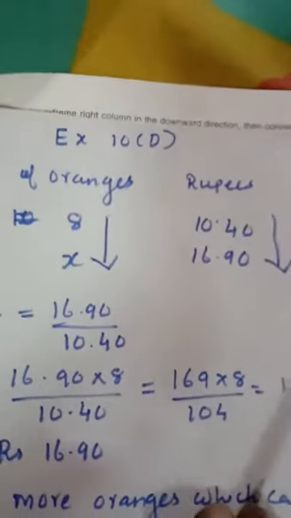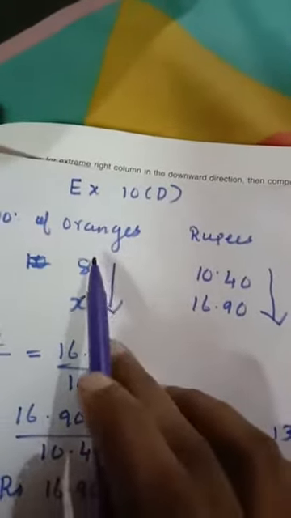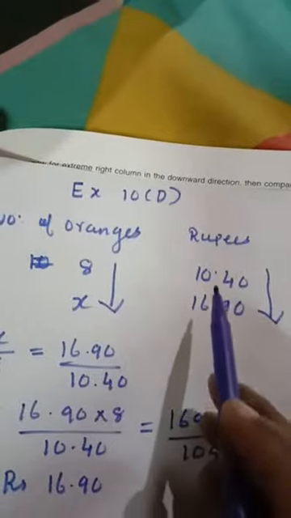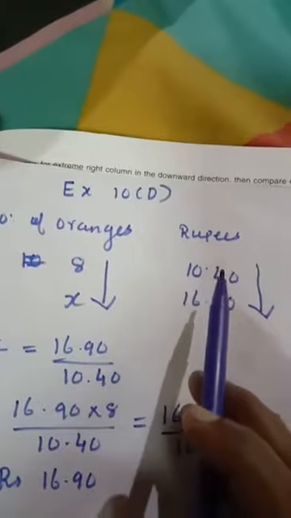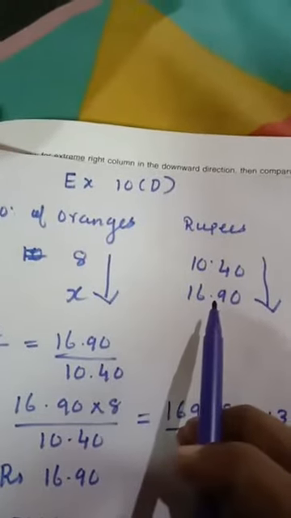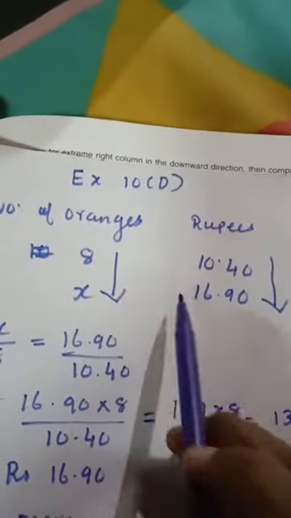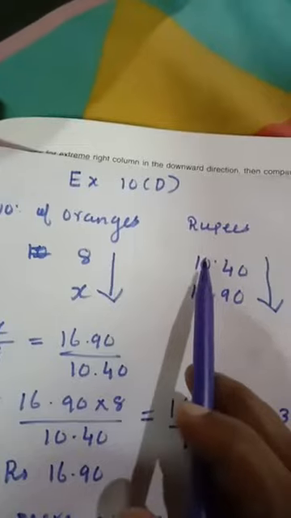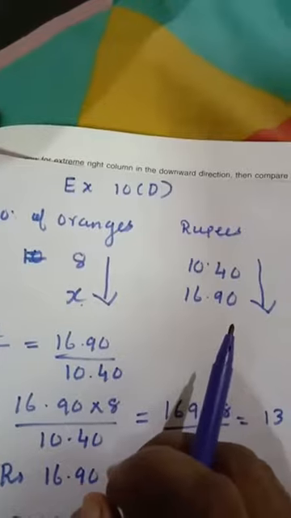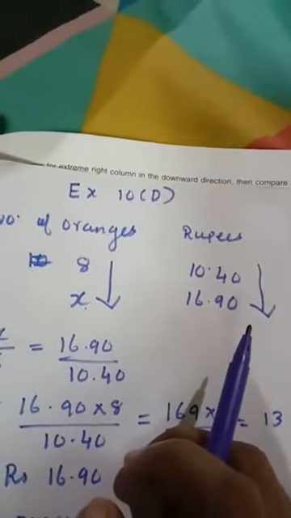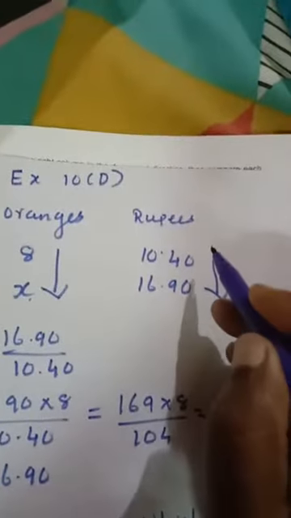We know that this question is direct proportion. 8 oranges for 10 rupees, and for 16 rupees we got more oranges. For 10 rupees 40 paisa, we got 8 oranges. Then for 16 rupees 90 paisa, we got many oranges compared to this. So, price increasing, number of oranges also increasing. This is direct variation. So, put the arrow.